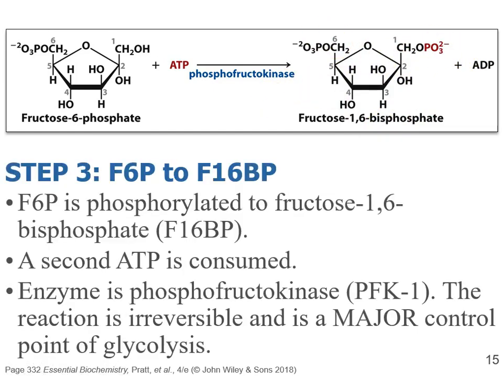So we can see a couple things. One is that we are spending our second molecule of ATP, so that's an investment. And we can also see that the artist has drawn this arrow in one direction. So that means that the reaction occurs in only one direction. It's not reversible. So this is a regulated step. So it's not just a regulated step, it is the regulated step. This is the most important step to regulate glycolysis. It's the major control point of glycolysis.